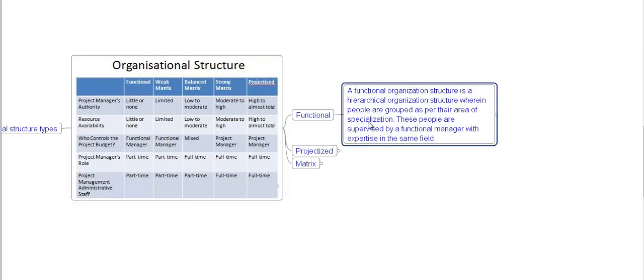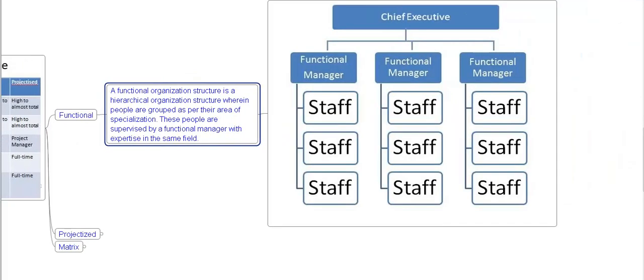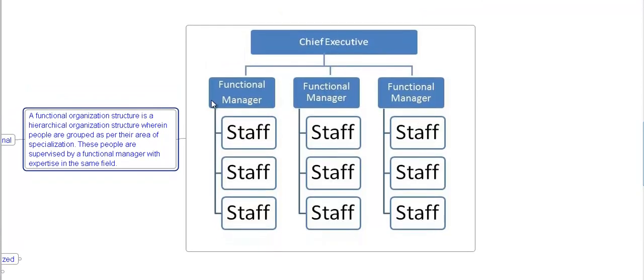Now we'll see the functional organization. A functional organizational structure is a hierarchical organizational structure where people are grouped by their area of specialization. These people are supervised by a functional manager with expertise in the same field. This organizational structure represents a functional organization. See, there are functional managers, and particular staff are working under each functional manager.